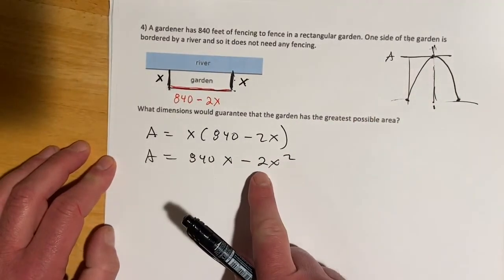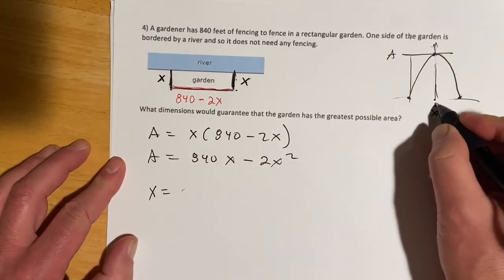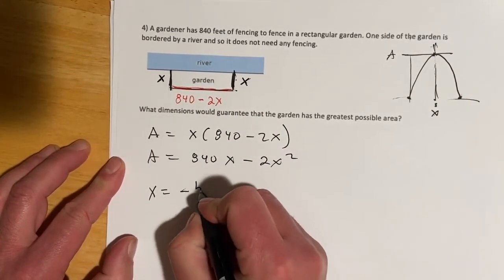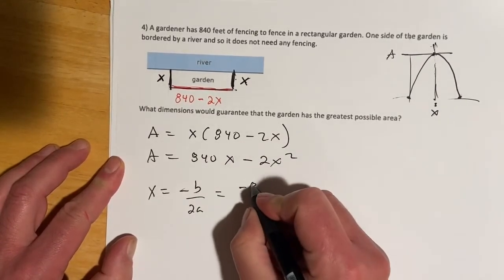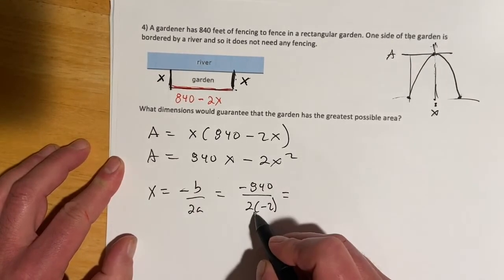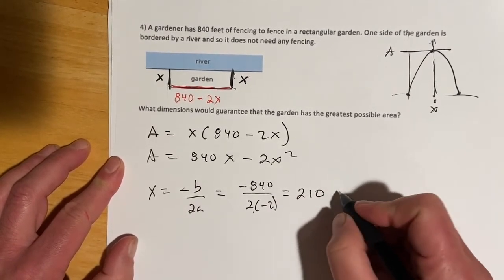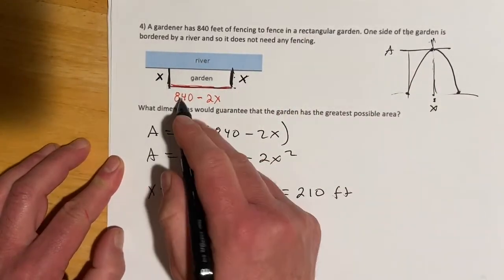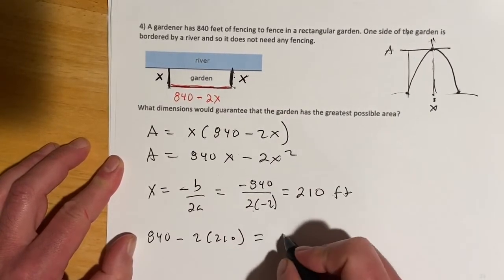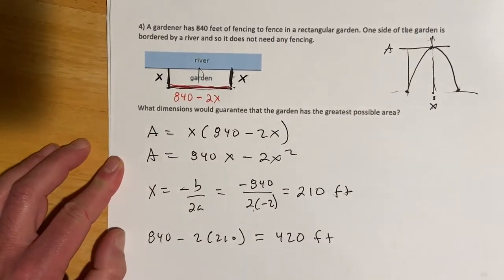So to find the vertex, in this case, I think the easiest way is x equals negative b over 2a, and that's going to give us the x coordinate that we would need to maximize. So let's see, x equals negative b over 2a would be negative 840 over 2 times negative 2. So that's double negative, so positive, and 210. So 210 feet would be this side. And then if you do 840 minus 210, that's going to give you 420 feet for this side. And so we're kind of getting these 2 squares.